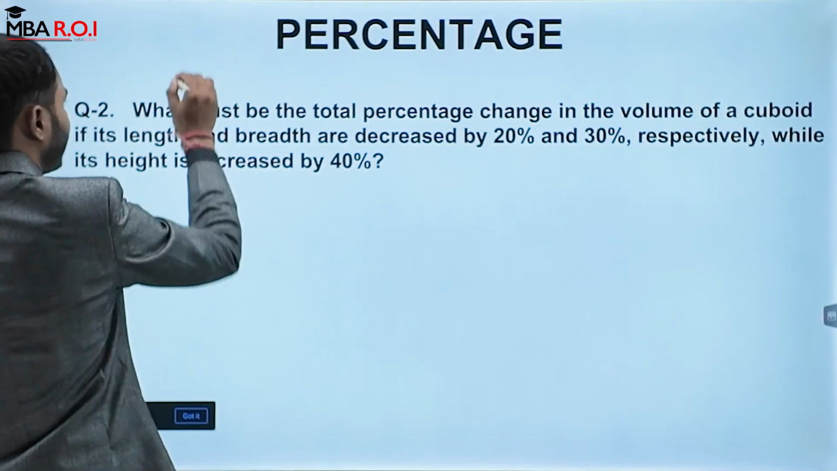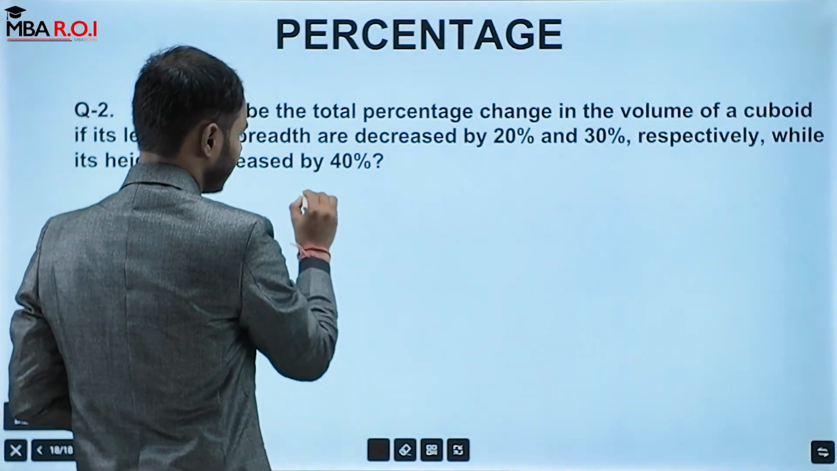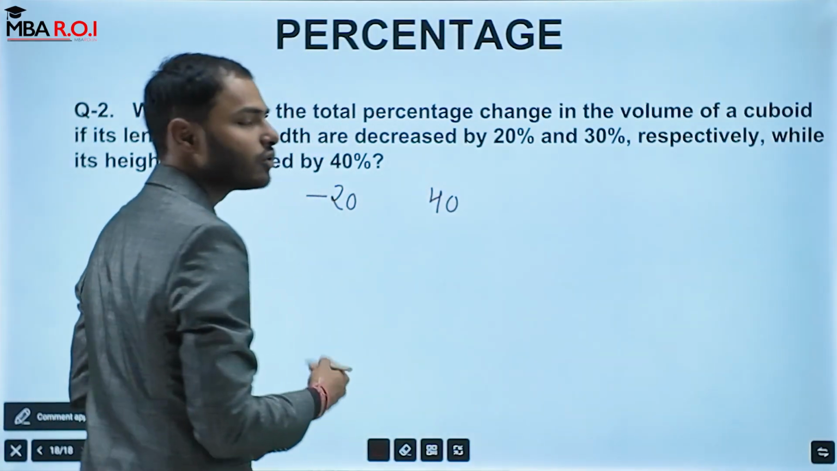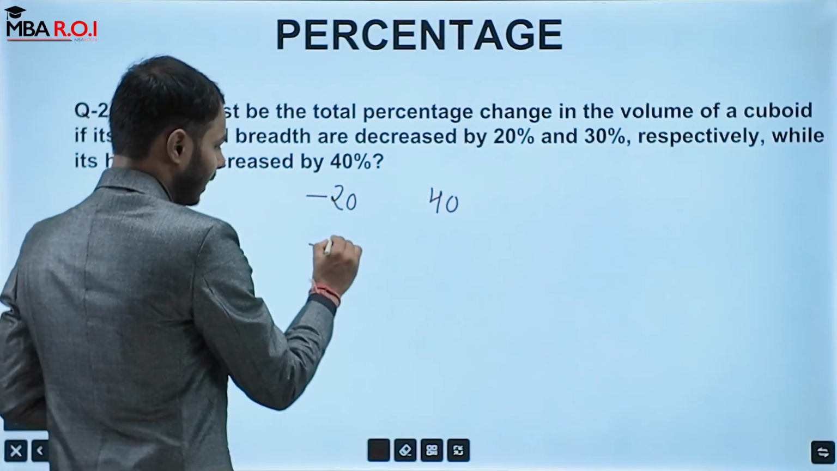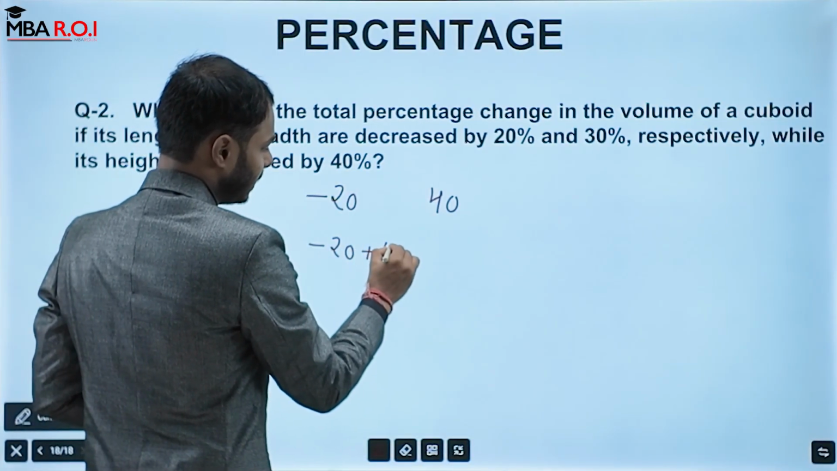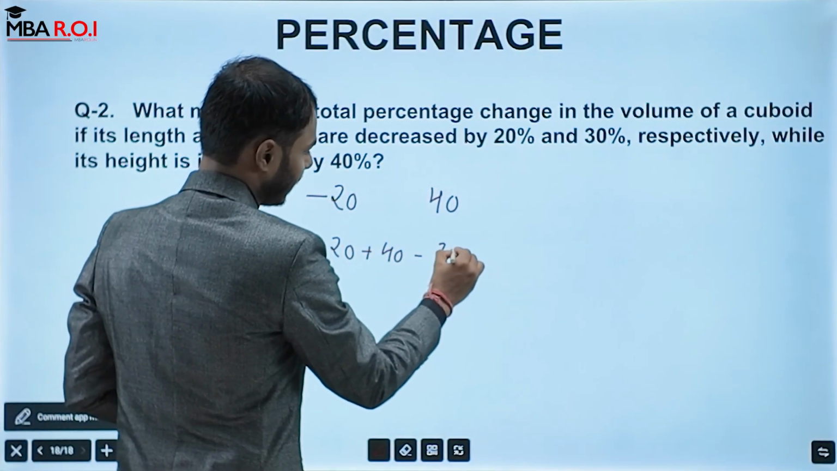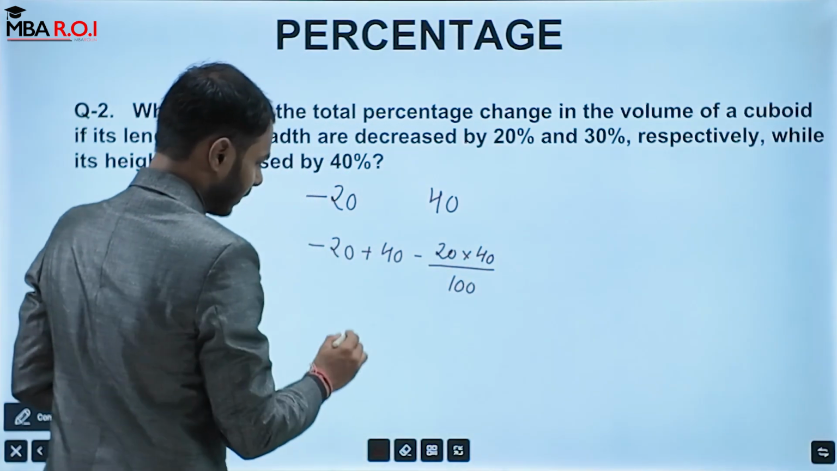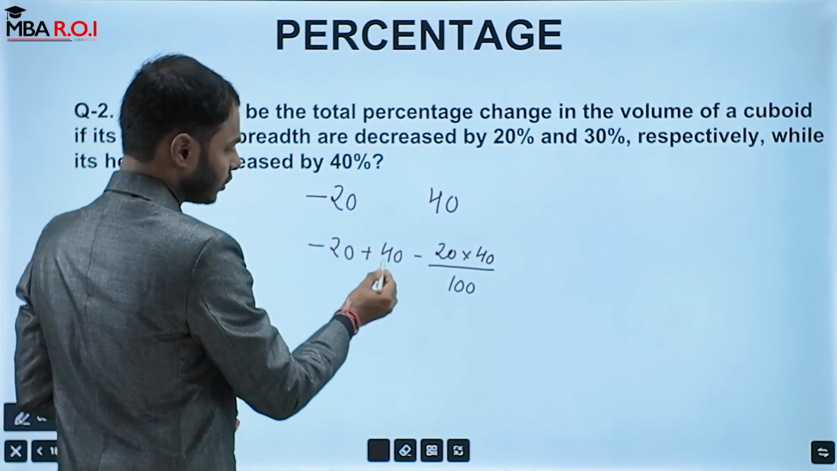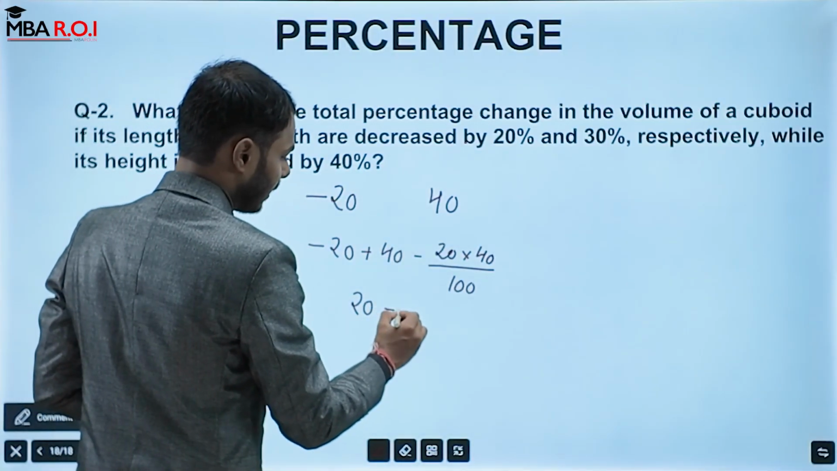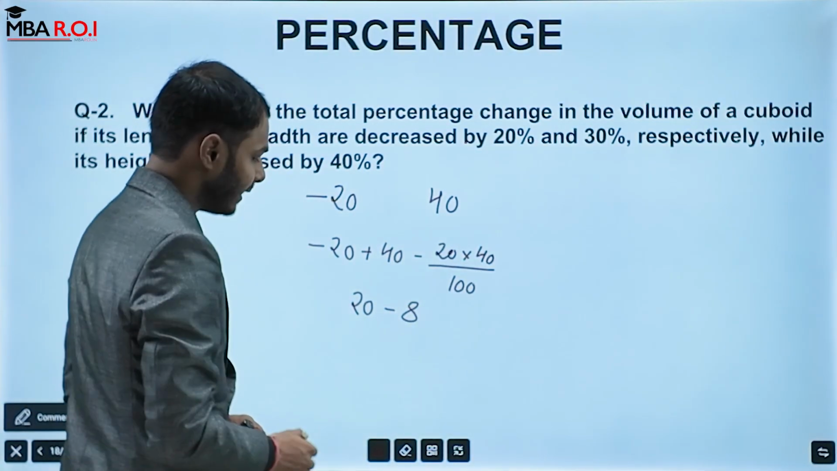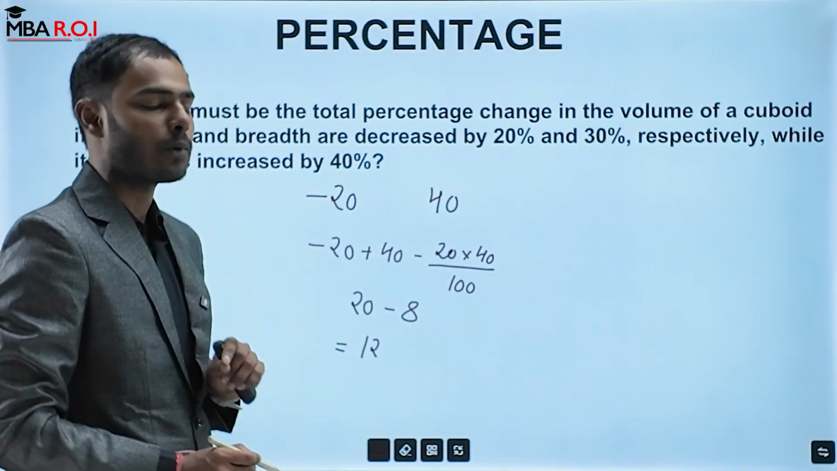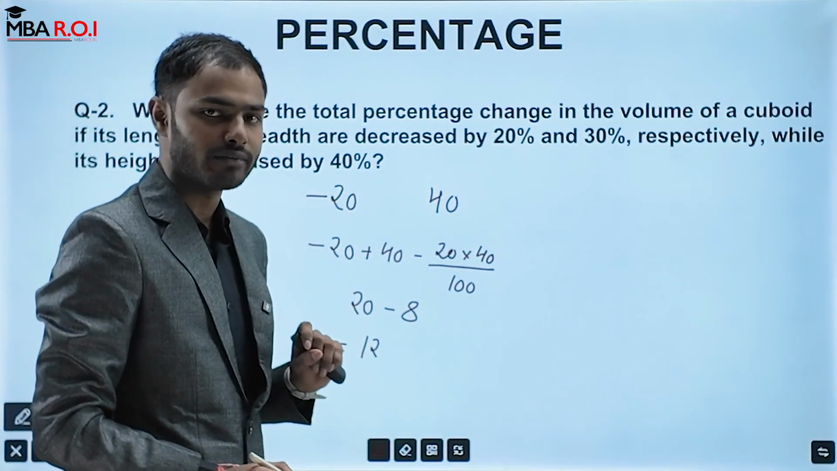Initially I am taking 20, which is in the negative sign, so minus 20, and 40 because it is with a positive sign. So we can use the formula A plus B plus A into B divided by 100. If I simplify this, this will be 20 because 40 minus 20 will be 20, and minus from here we will get 8. So the final answer from here will be 12. And now because the sign of 12 is positive, we are going to consider it as a positive number.